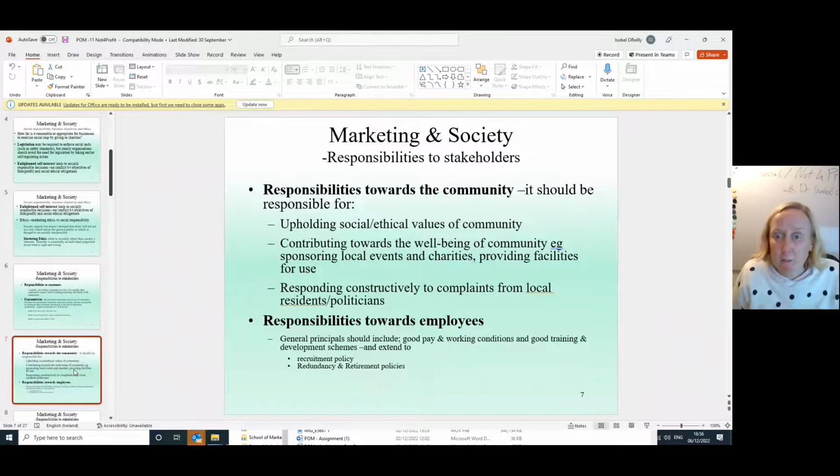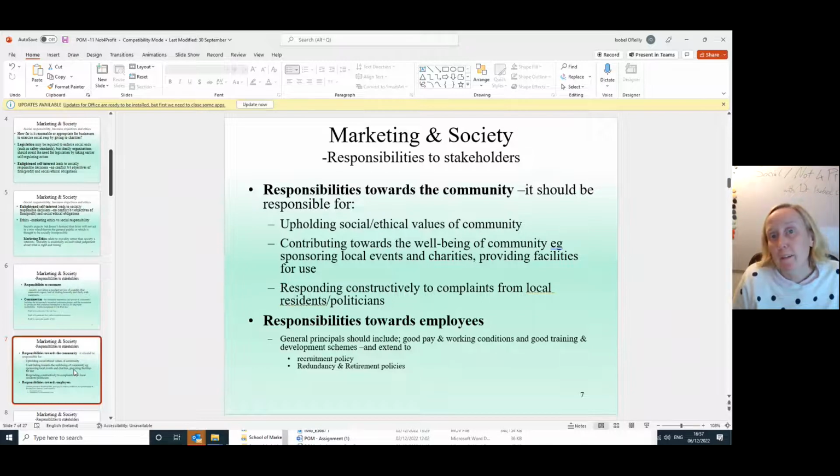Responsibilities towards the community include upholding social ethical values of the community. So again, that can vary from one place to another, one country and culture to another. Contributing towards the well-being of a community. So for example, sponsoring local events and charities, providing facilities for use and so on. So responding constructively to complaints from local residents or politicians.